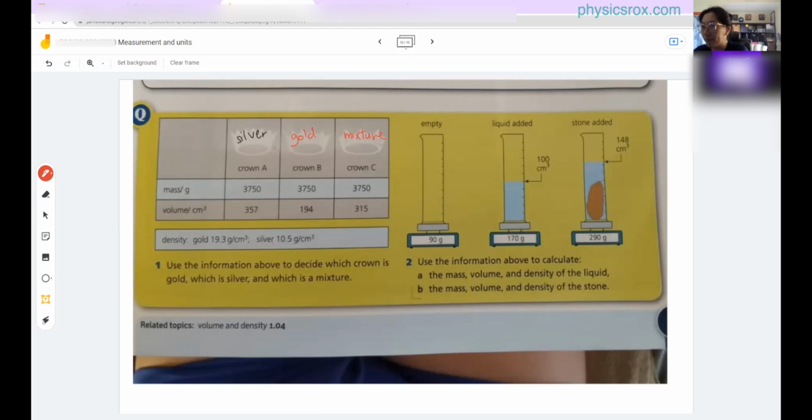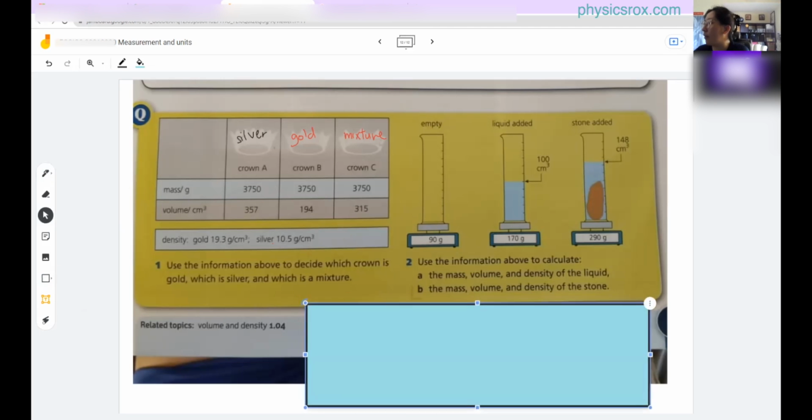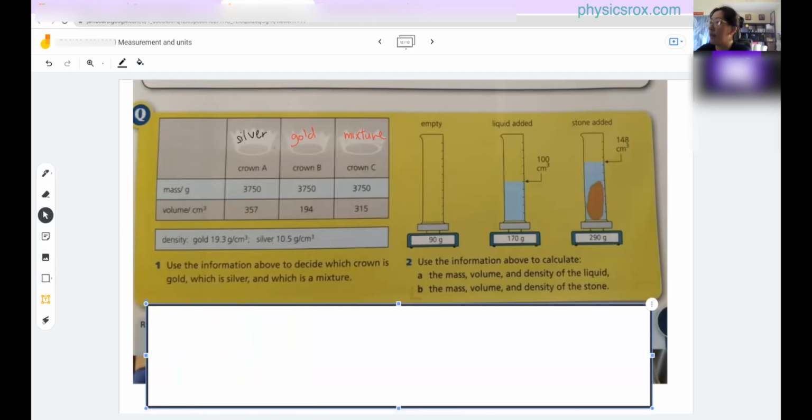Okay? Everyone understand why now? Yes, okay. For question 2, I'm just going to draw a square here so that I have a nice place to write. Otherwise, cannot see. Okay, can you give me your answer for 2A? Give me the answer for 2A. What do you get for the mass of the liquid?